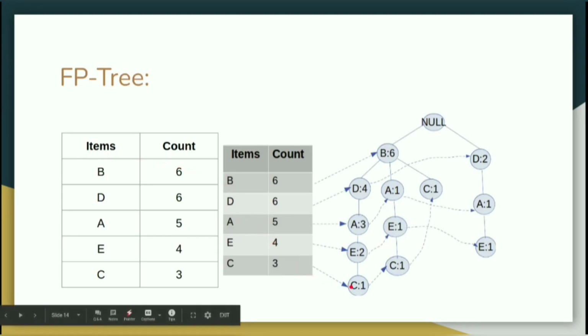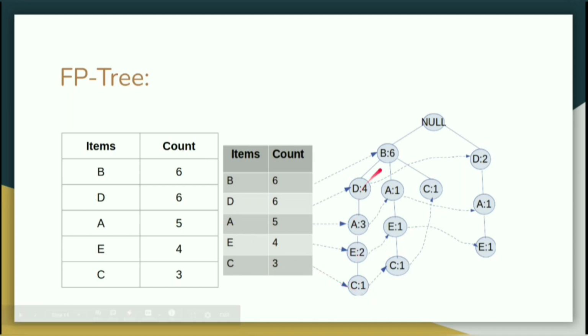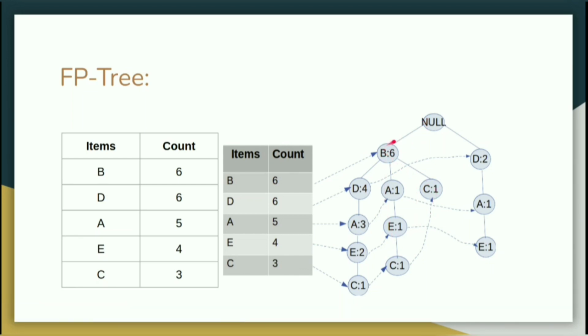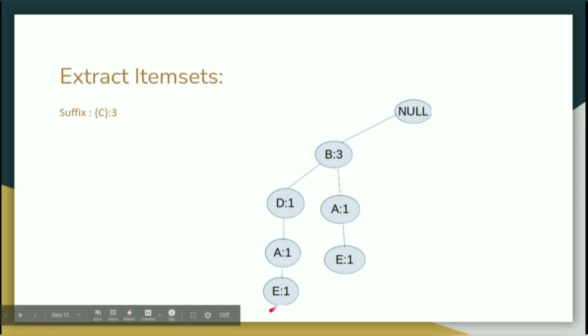So first let us use suffix C. We will extract the conditional tree. For extracting it, we move from here, go to the C, and extract the path from C to the root node. Then we move using this pointer to the next C and extract its path. Similarly for the next C, we extract its path up to the root node, so it will have something like this. And we treat the count of each node on the basis of the count of C below it, right? So we'll get this.